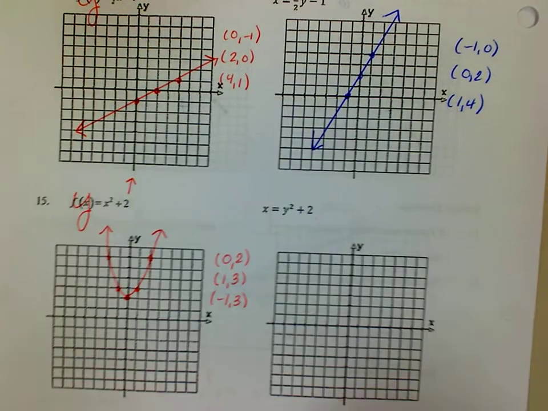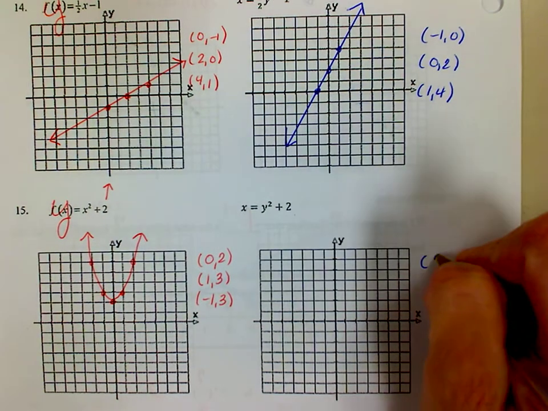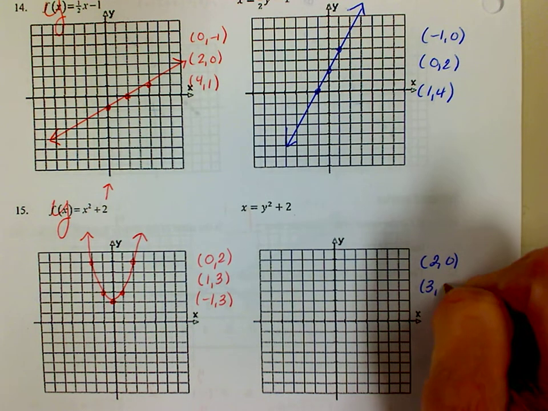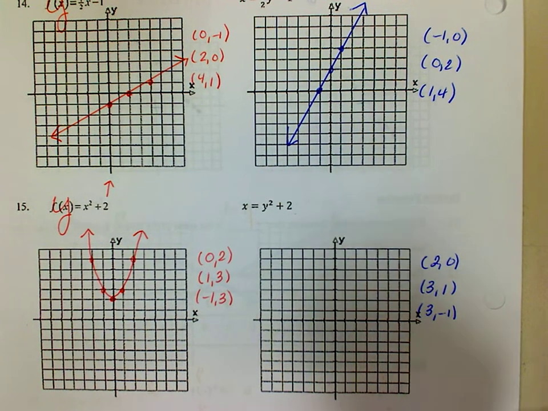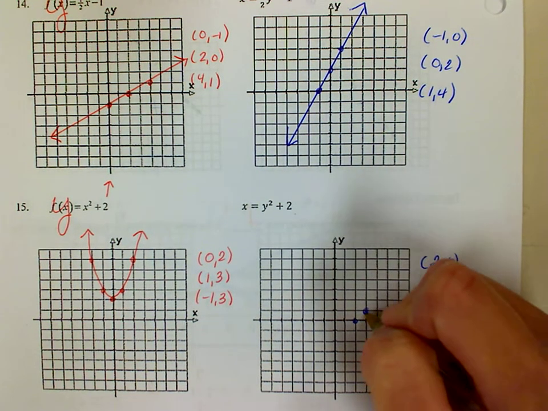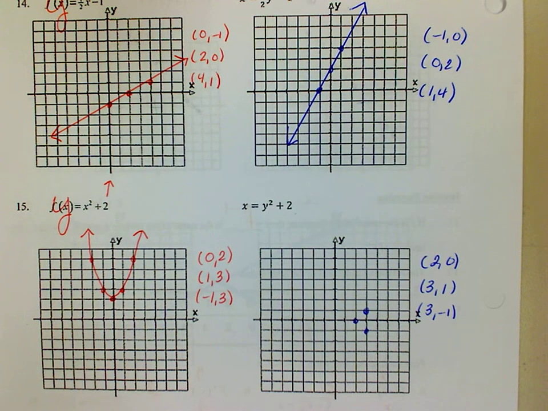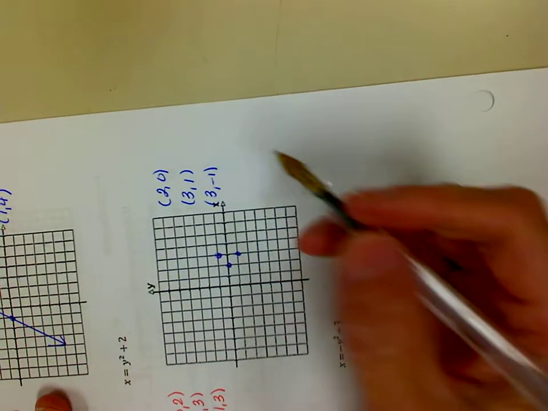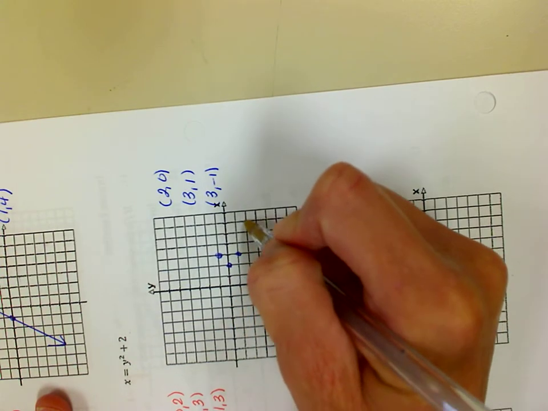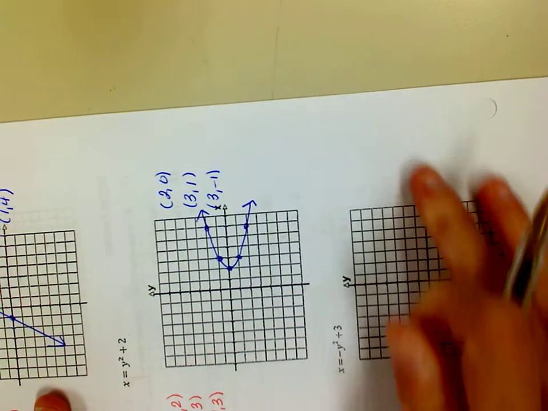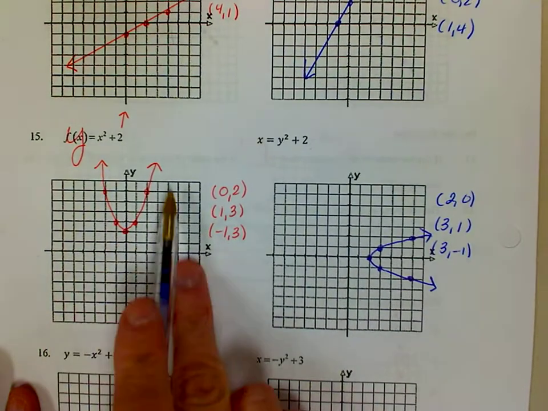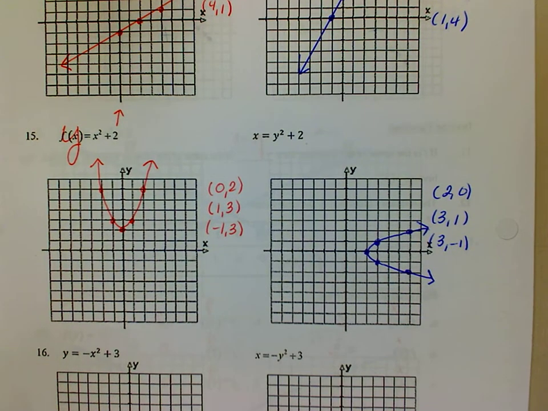We're going to reverse those. So 2, 0, 3, 1, 3, -1. Now I'm going to plot those 3 points. Looks like the parabola this time is going to be sideways. So I'm going to turn it this way, and then I'm going to finish the parabola. Over 2, up 4. So if I have a parabola that opens up, originally the inverse is going to open to the right.